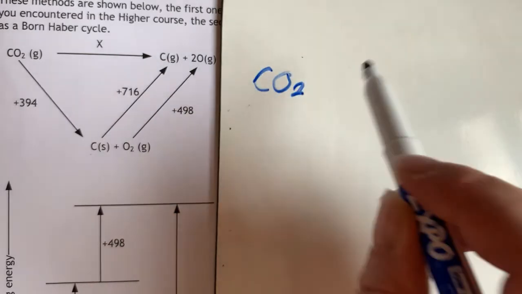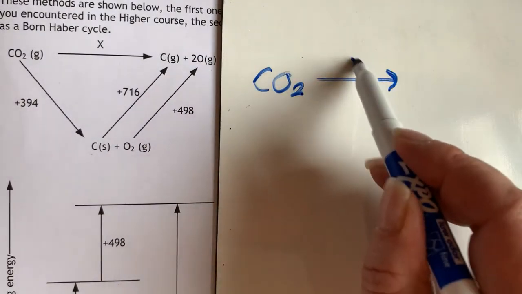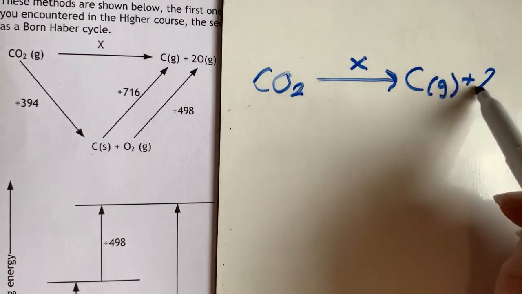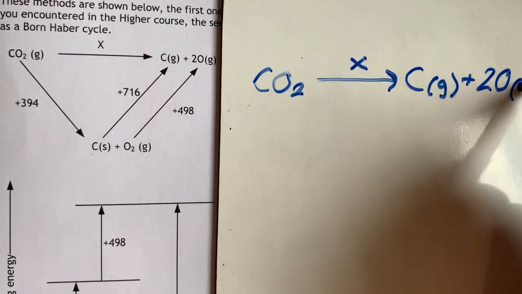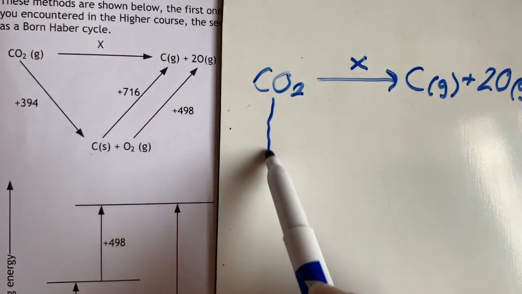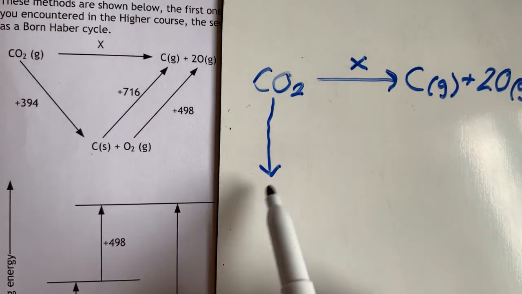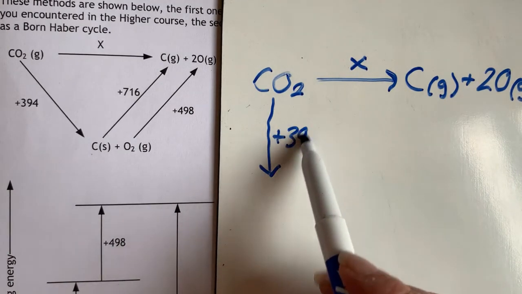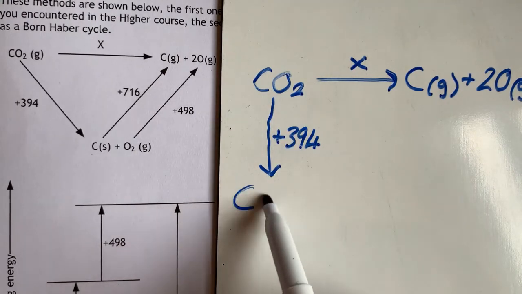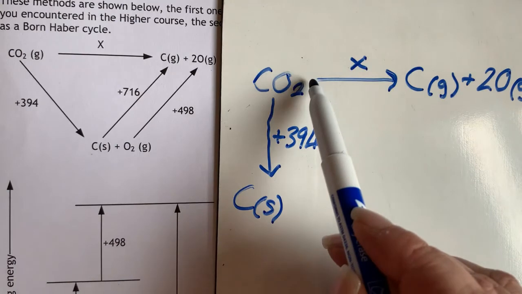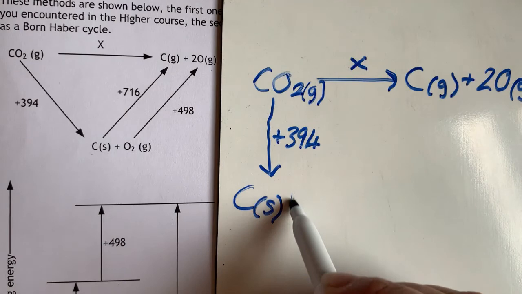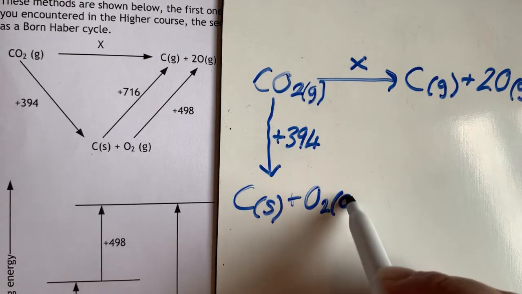our CO2, and we want to find out what X is when that becomes carbon gas and 2 oxygen atoms. We don't have that route, but we do have an alternative route. So this is plus 395 or plus 394, and that takes us from CO2 to carbon solid. Excuse me, I should have put in the gas here, it is important. Carbon solid plus oxygen gas.